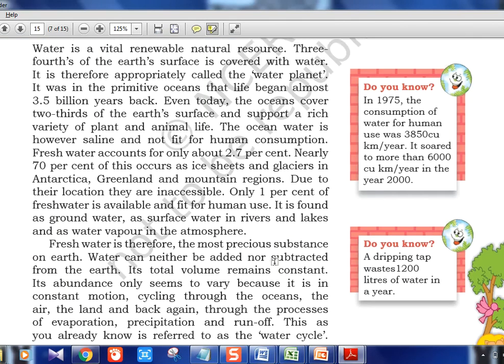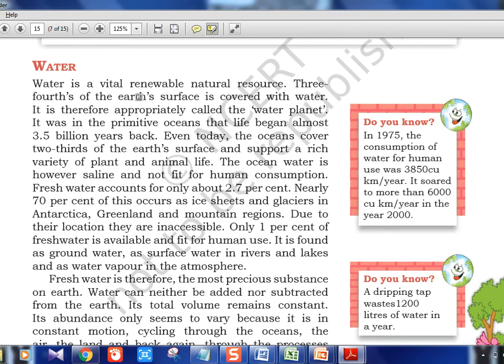I think next is water. Water is a vital renewable natural resource. Three-fourths of the surface is covered with water. It is therefore approximately called the water planet. That we know. It was in the primitive oceans that life began almost 3.5 billion years ago. So it was in the oceans that the first life form began. Even today, the ocean covers two-thirds of the Earth's surface and supports a rich variety of plants and animal life. The ocean water is, however, saline and not fit for human consumption.